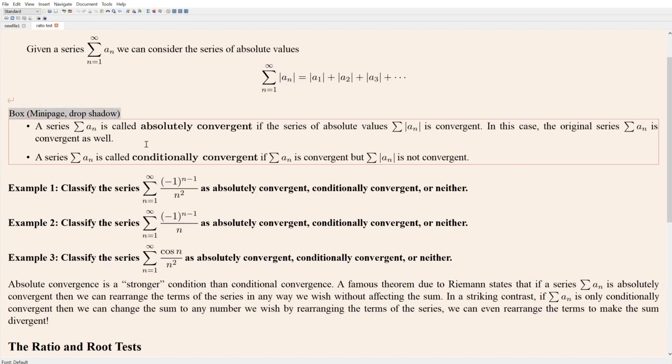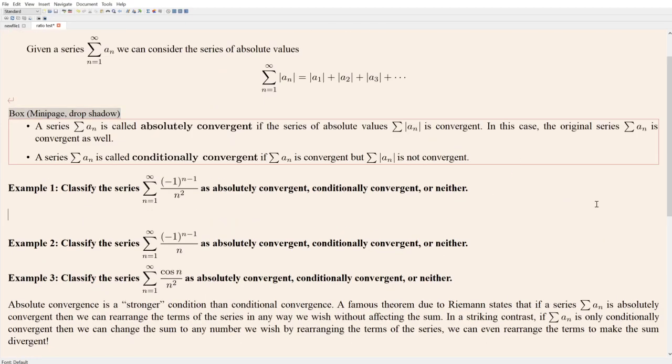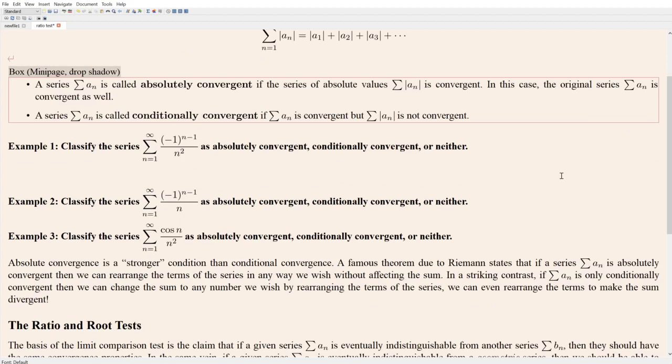A series is called conditionally convergent if it converges, but the series of absolute values does not converge. Okay? So if the series of absolute values converges, then the series converges. But if the series of absolute values does not converge, well, that doesn't say anything about the original series. It might still converge, in which case it's called conditionally convergent. So, any series that you look at is going to either be absolutely, conditionally convergent, or neither of these.